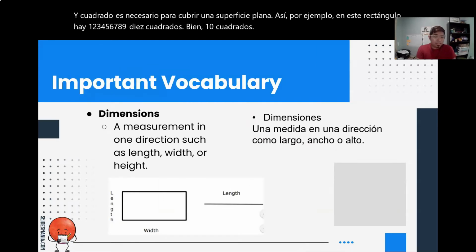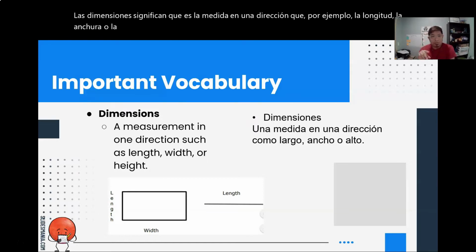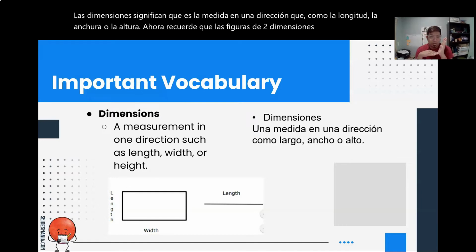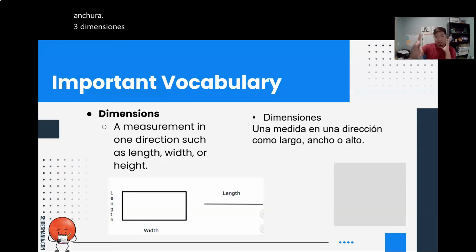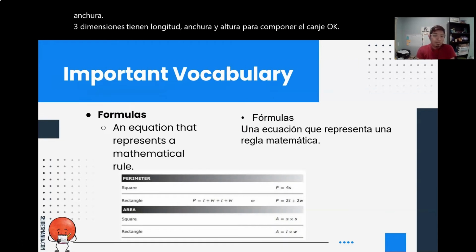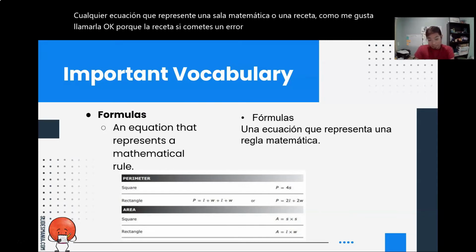The dimensions means the measurement in one direction, such as length, width, or height. Now remember, 2-dimensional figures only have length and width. 3-dimensionals have length, width, and height to make it 3D, okay? Formulas are an equation that represents a mathematical rule, or a recipe, as I like to call it, okay? Because if you make a mistake in the recipe somewhere, then your cake's not going to come out good.